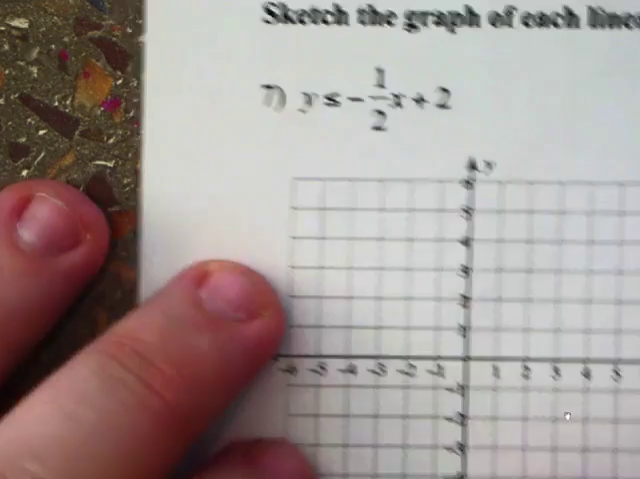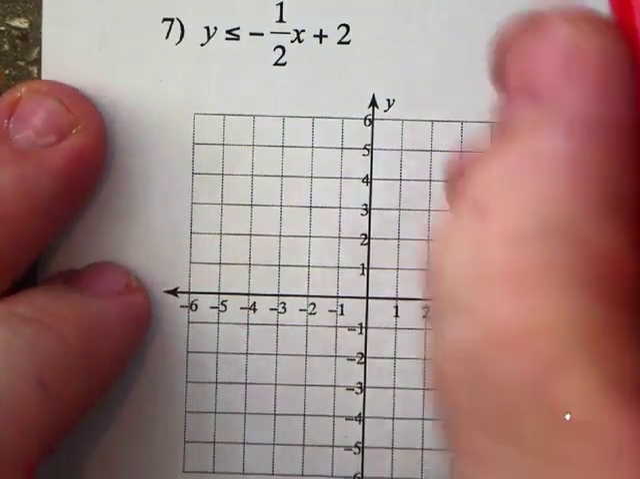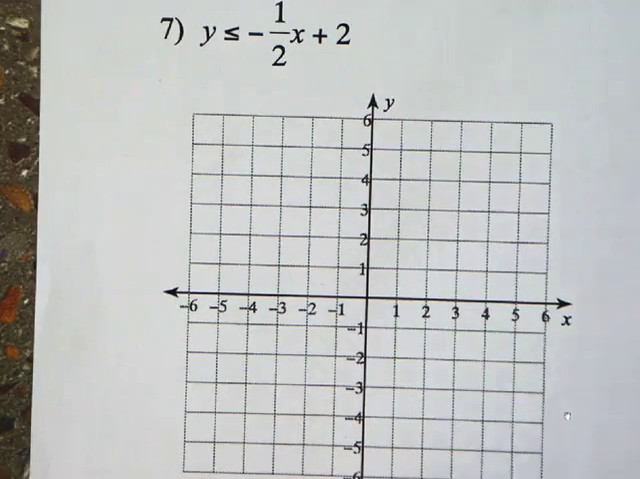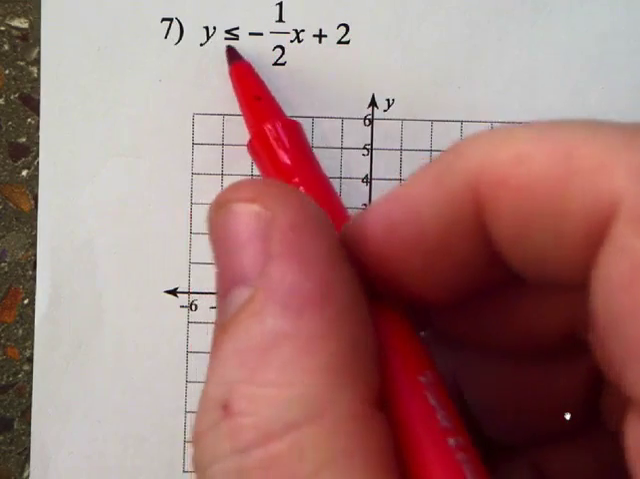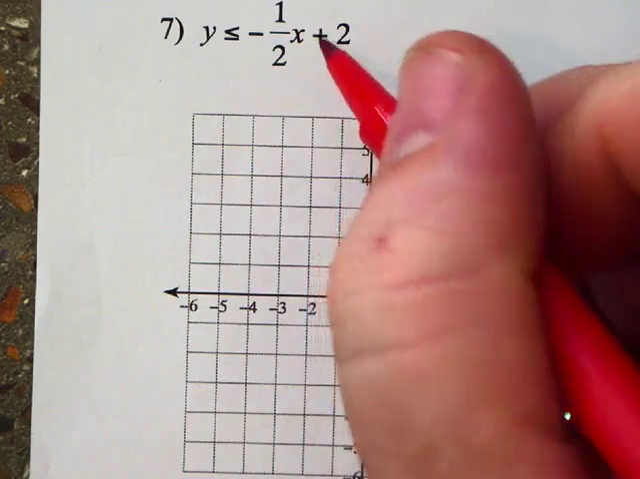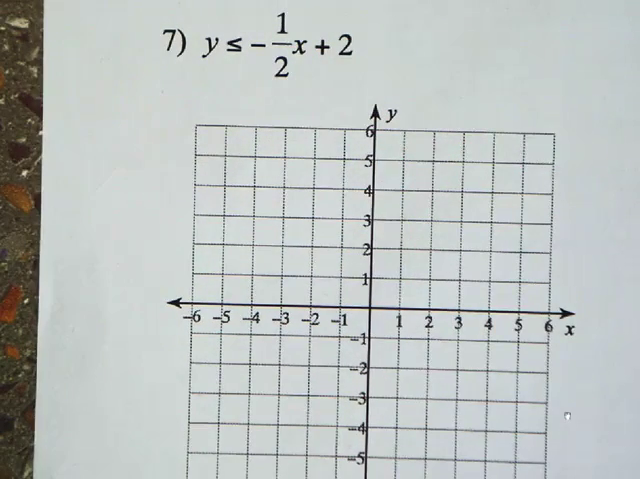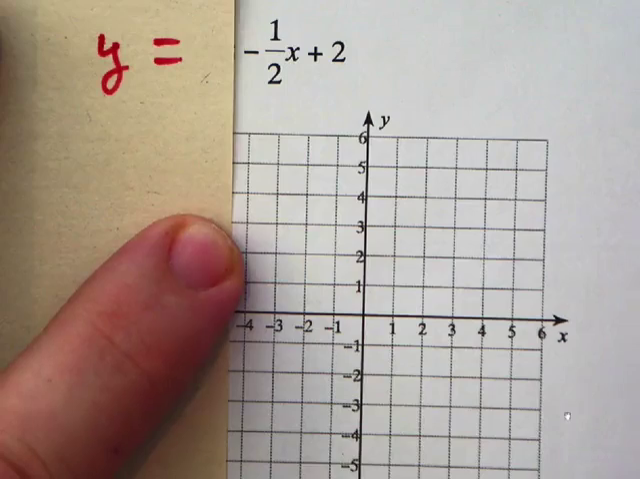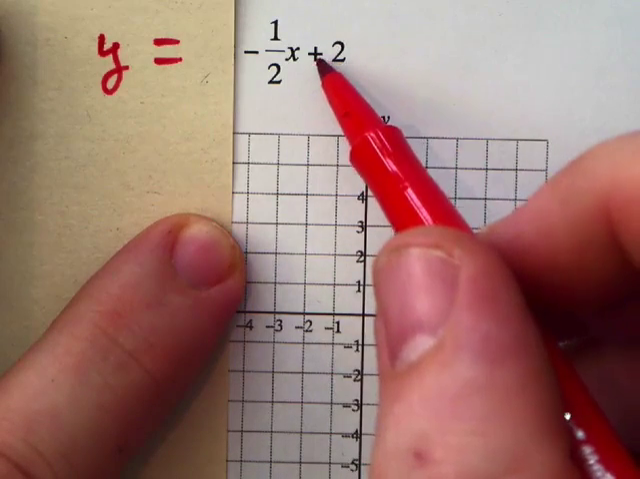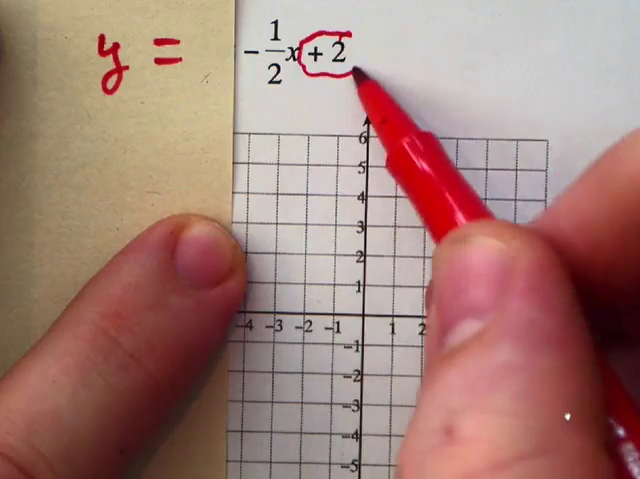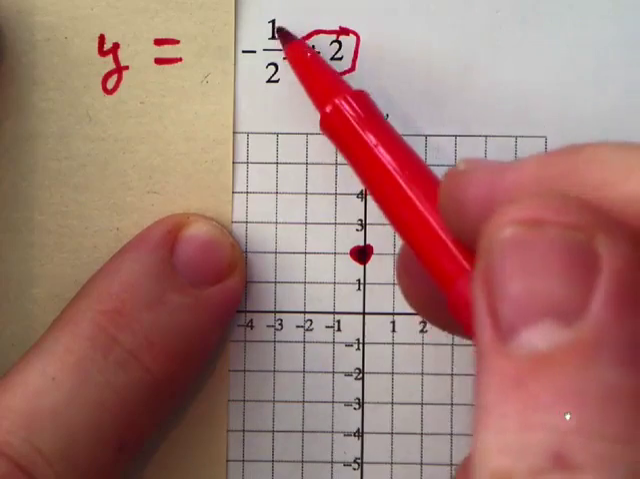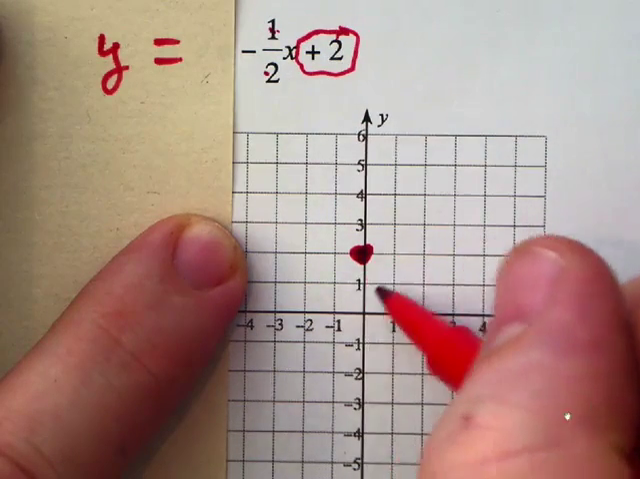Number 7, it adds the inequality to it. So we can see right here that it's not equal, it's greater than or less than or equal to, something like that. But for now, just pretend that's an equal sign. Just for the sake of helping you out, let's pretend that's y equals. Well, with that in mind, where's our y-intercept? Our y-intercept is positive 2. And what's our slope? Down 1 over 2. So down 1 over 2.